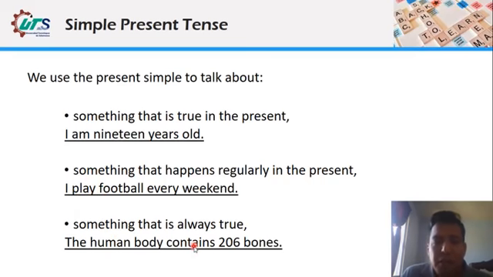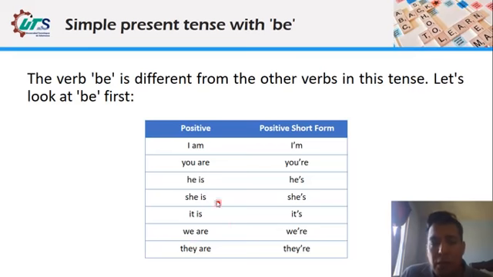Let's see first the verb to be. As you already know, the verb to be in positive has this form: I am, contraction I'm. You are, you're. He is, he's. She is, she's. It is, it's. We are, we're. They are, they're. This is the verb to be. That's easy. You already know this verb in the simple present.